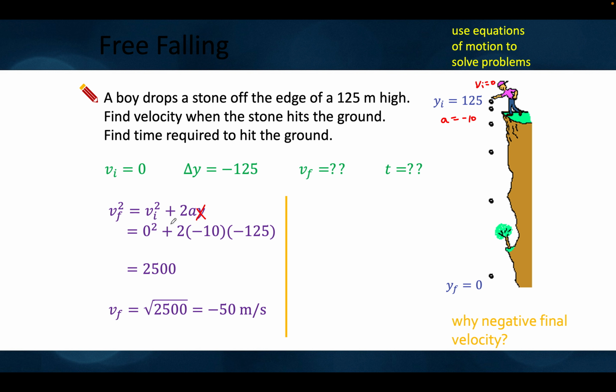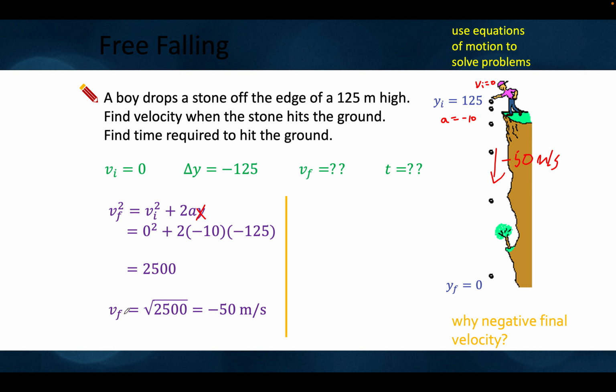0 squared plus 2 times minus 10 times minus 125 equals 2500. That's for v squared. Take the square root, and you'll get 50. I wrote minus 50 because he's going downwards. That's the reason I wrote this minus. In case you end up getting a positive number, we know he is falling down. It's minus 50 meters per second, okay, as he's falling.